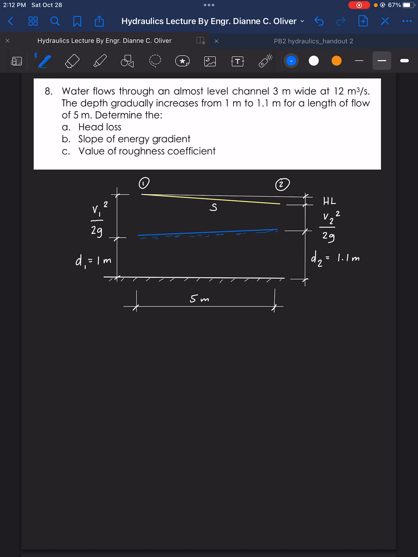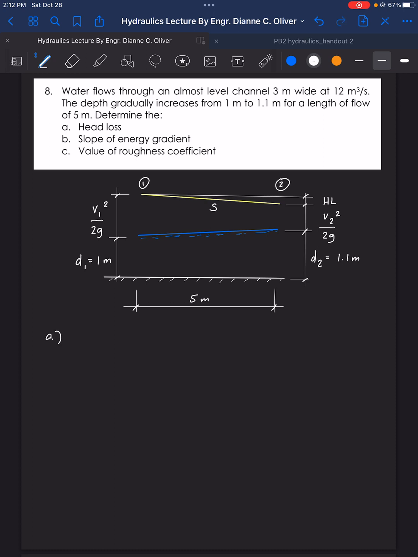The depth increases from 1 meter to 1.1 meter for a length of flow of 5 meters. And given our Q as 12 cubic meters per second, find letter A, the head loss. So how do we find the head loss? From point 1 to point 2, we can use Bernoulli's energy theorem.